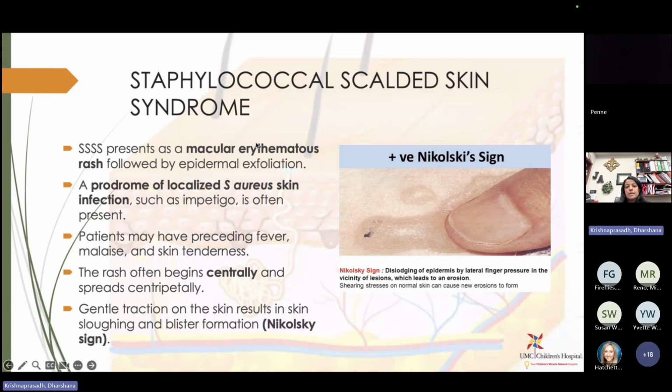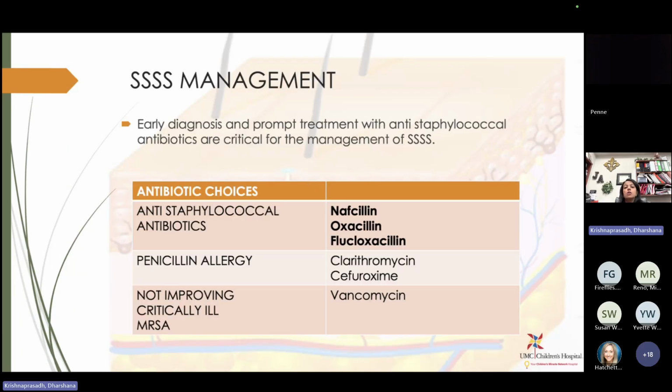They can present with a macular erythematous rash. They can have a prodrome of another skin infection, like impetigo. They can have preceding fever and malaise, and are generally irritable and fussy because the skin is so tender. The rash begins centrally and then spreads around. Even gentle traction on the skin can cause the skin to peel off and form blisters in these kiddos. Again, early diagnosis is necessary because of how critical these babies can appear.